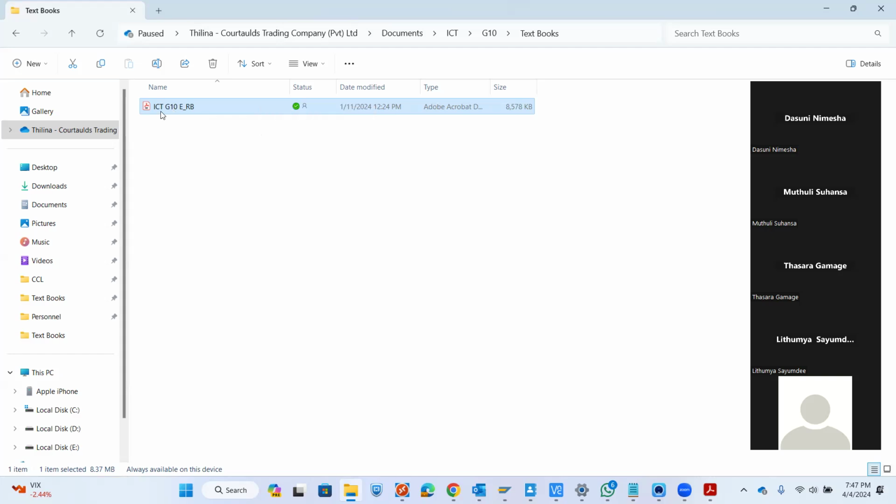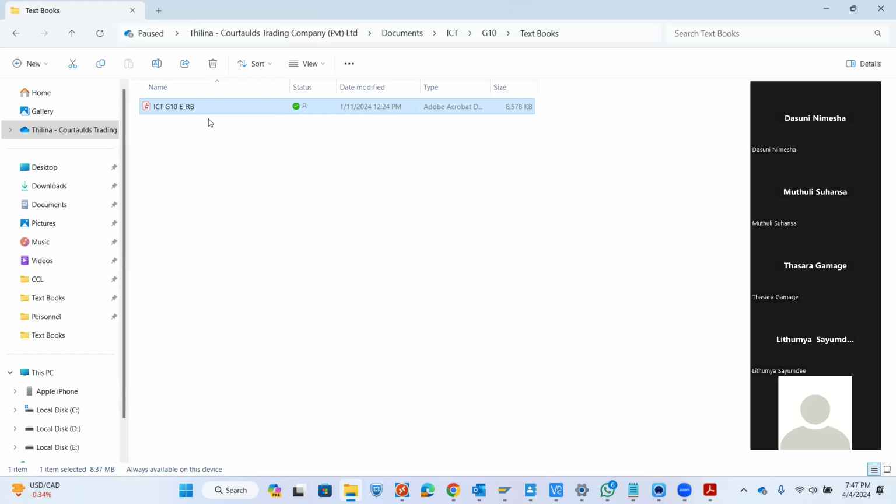But here this is a file name, ICT grade 10. There's meaningful information, right? ICT grade 10, E for English and RB for reading book. So it's common. Now I can see, by looking at this icon, I can say it's a PDF file. And there's a tooltip also. It says Adobe Acrobat document.